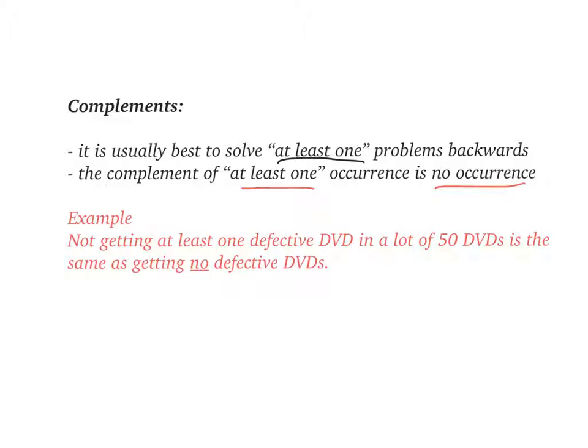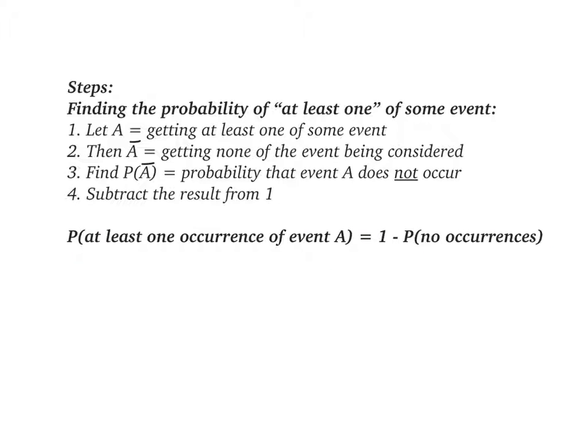An example: not getting at least one defective DVD in a lot of 50 DVDs is the same as getting no defective DVDs. They're going to be asking you a lot today about the probability of getting at least one of these, and we're going to go backwards and solve it with the complement. The steps are right here.